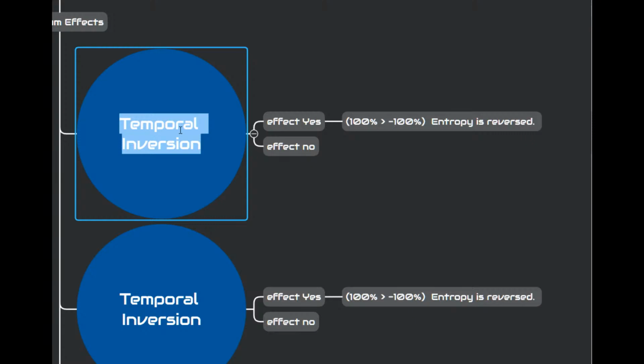So a temporal inversion, and then a temporal. What would it be if you were Spock and you were reborn again? So resurrection. No, I can't use that one.